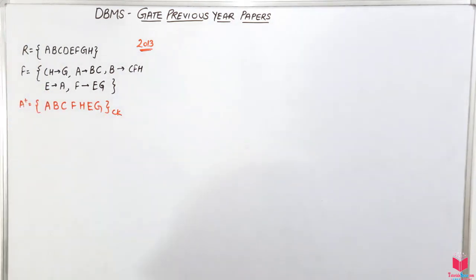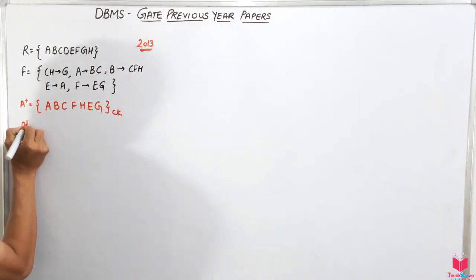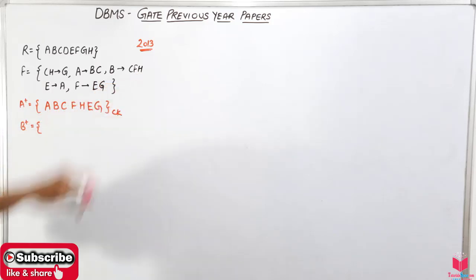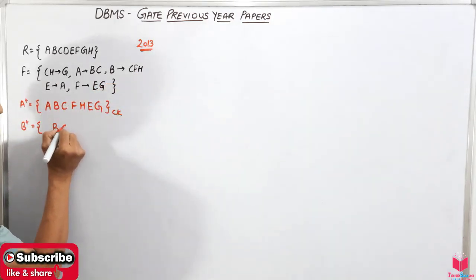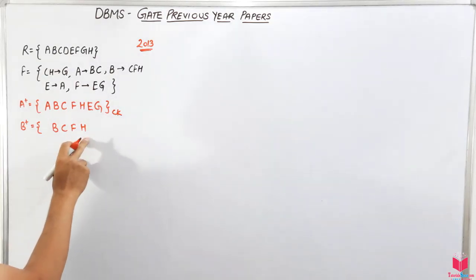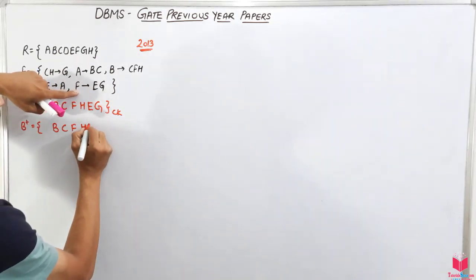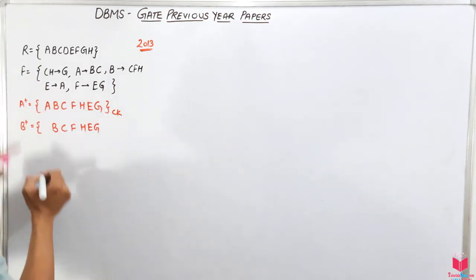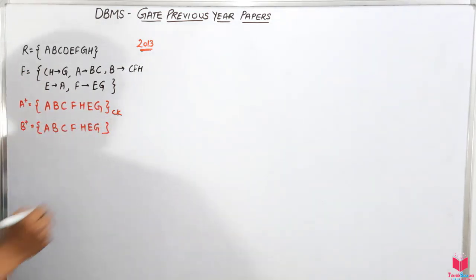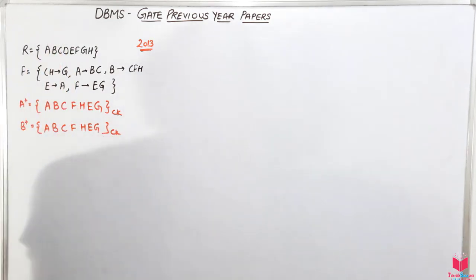Then after that I will do the B closure. From B I can find CFH. That means B will be here, then C, then F, then H. Then after CFH, from F I can find EG. Then from E I can find A. That means all 7 attributes are there. That means it is also a candidate key.